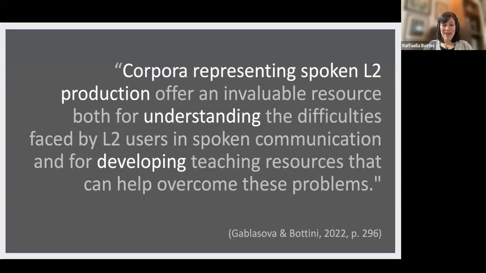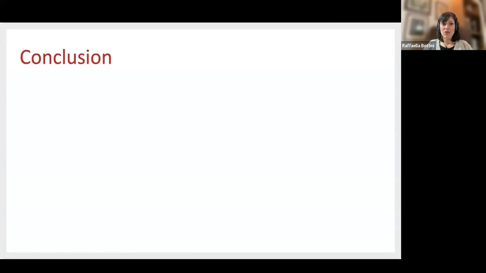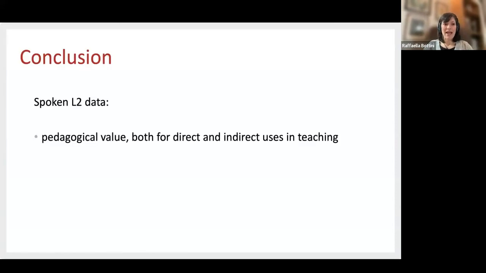So a final quote: corpora representing spoken L2 production offer an invaluable resource, both for understanding the difficulties faced by L2 users in spoken communication and for developing teaching resources that can help overcome these problems. For example, we can extract some concordances or examples of interactions from corpora to demonstrate to our learners that some features such as interruptions, repetitions, and fillers are actually important and play a key role. So to conclude, spoken L2 data has a very important pedagogical value, both for direct and indirect uses in teaching.